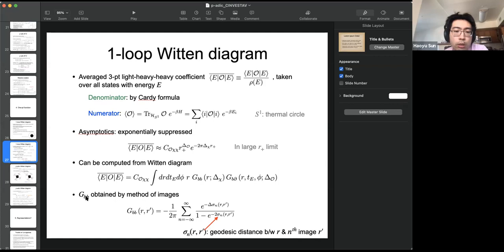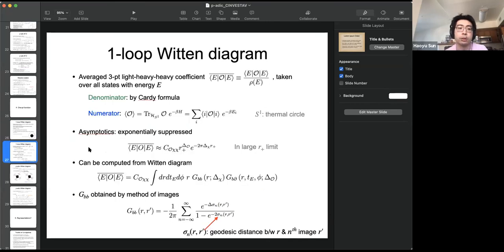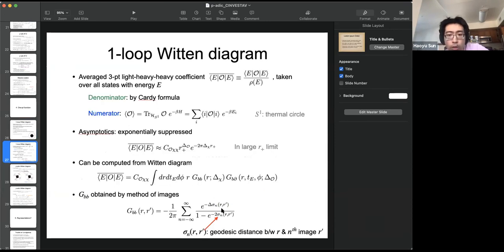The bulk-to-bulk propagator in this case can be obtained by the method of images because, as I said before, the chi field can wander around the horizon many times. And here sigma n is just the geodesic distance between the space-time point and its nth image.